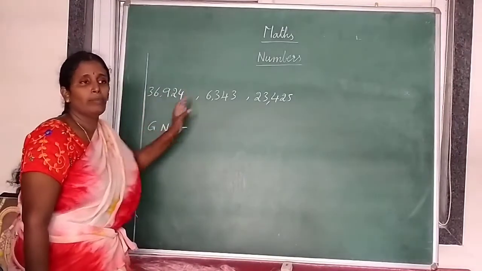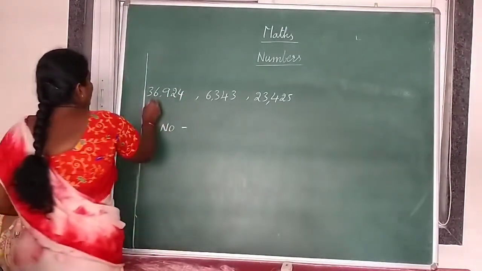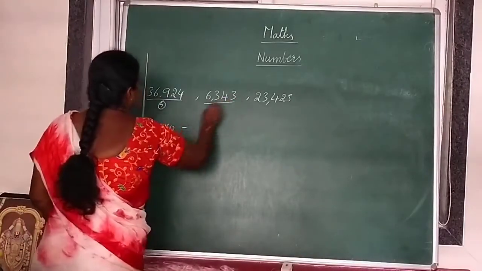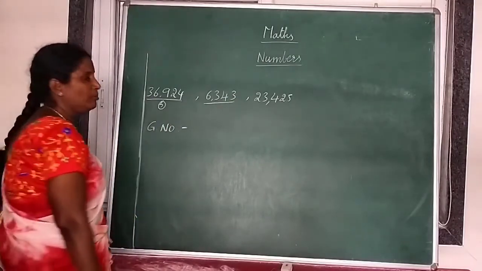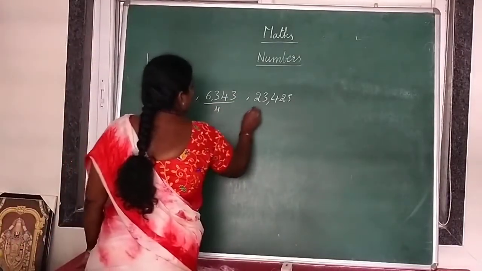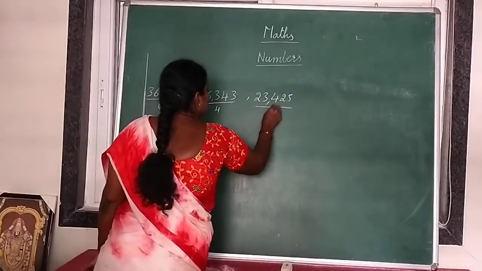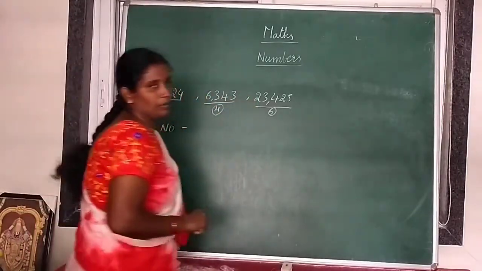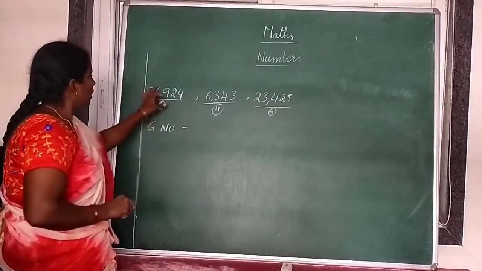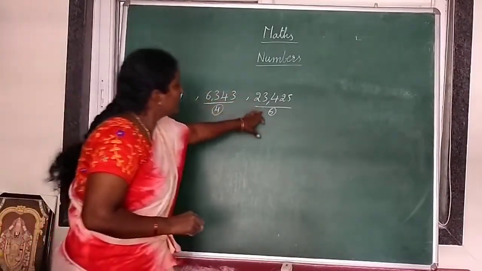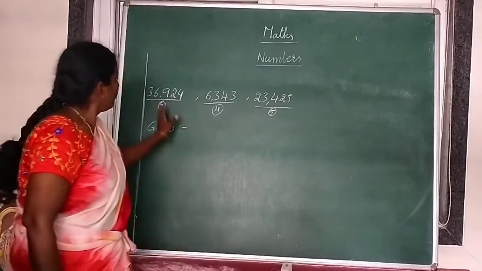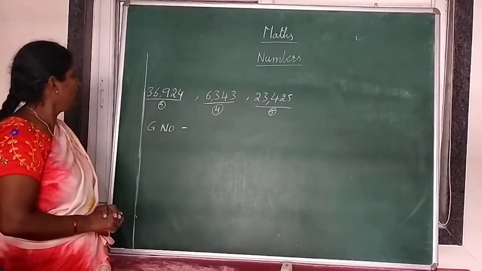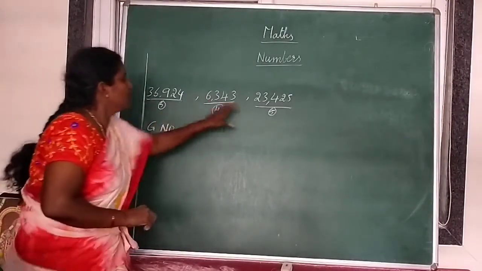First we should count the number of digits. Understood? How many digits in the first number? 5 digits. And in the second number, how many digits are there? 4 digits. And in the third number, 5 digits. So this is a 5-digit number, a 4-digit number and a 5-digit number. This is a 5-digit number and this is also a 5-digit number. From these two we have to find the greatest number. Which is the greatest number in that? So to find the greatest number, what do we have to do?